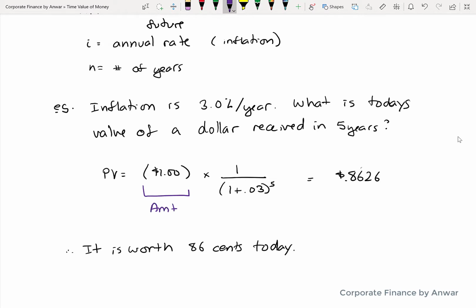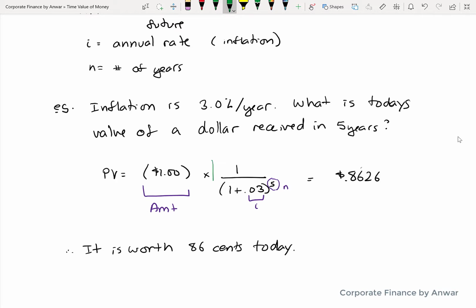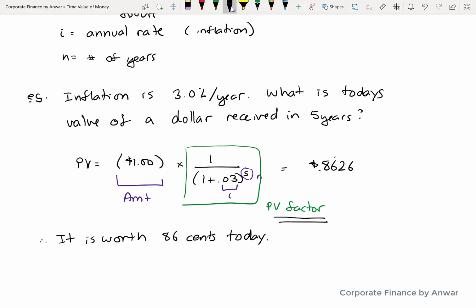So the left part of the equation is the amount. I used a dollar. It could be 200, 1,000, whatever you want. And the right part of the equation is just substituting in the variables of the formula. i was the inflation rate and n was 5. So this whole component here is called the PV factor, the present value factor. So if you didn't want to use the formula, you could just plug in the PV factor from the present value tables. And they're published online.